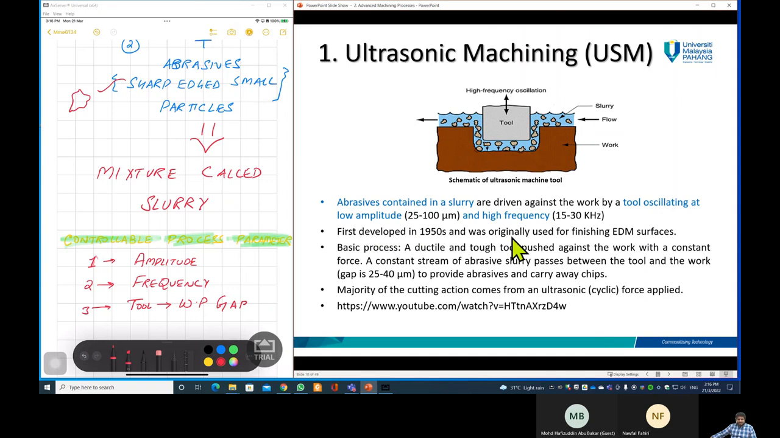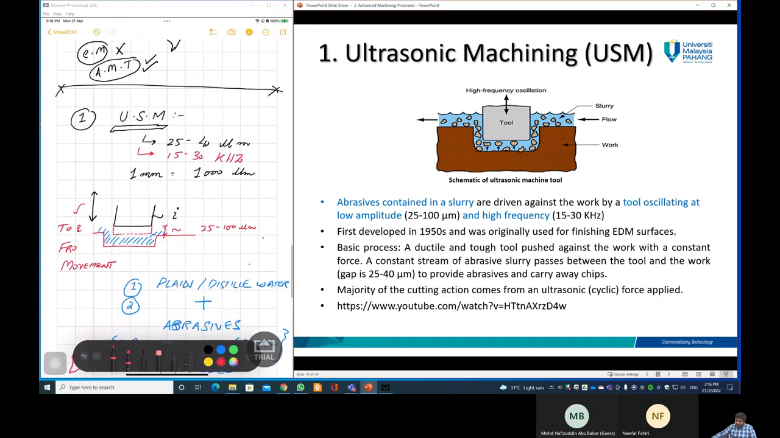It was first developed in the 1950s and was originally used for finishing EDM surfaces. Basic process: a ductile and tough tool is pushed against the work with a constant force, and a constant stream of abrasive slurry passes between the tool and the workpiece. The majority of the cutting action comes from an ultrasonic cyclic force applied. So basically it is creating an ultrasonic cyclic force onto the workpiece to remove the material. So the major driving force causing material removal is the ultrasonic cyclic frequency.